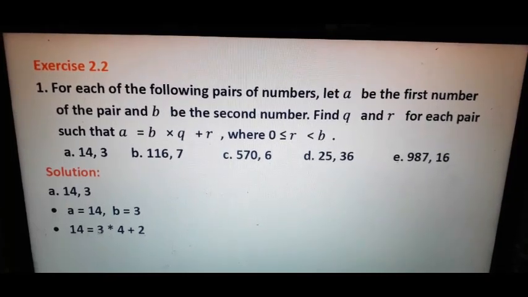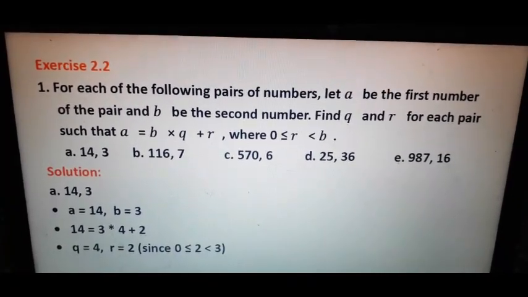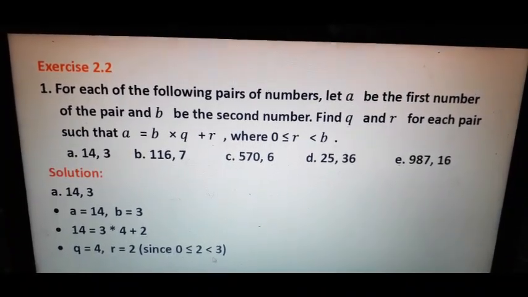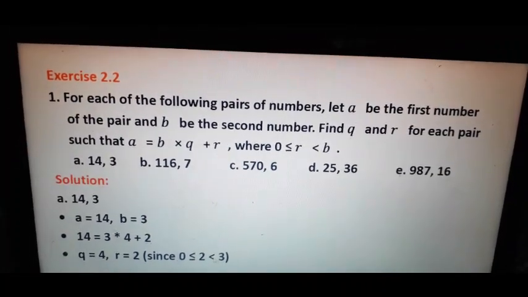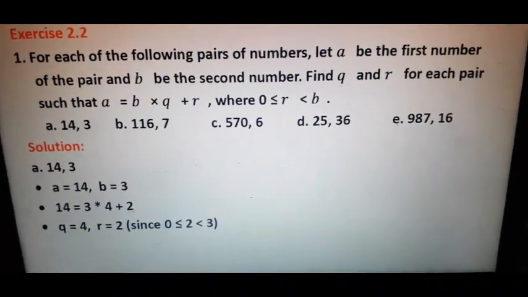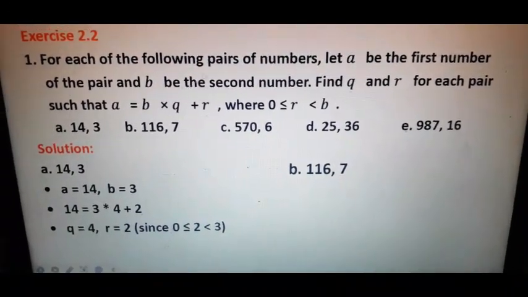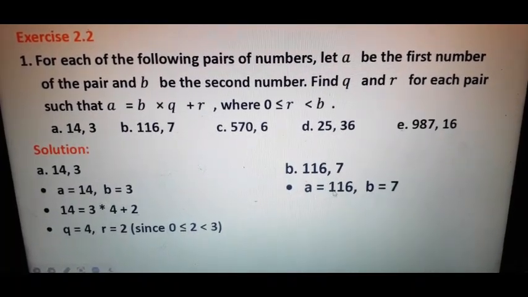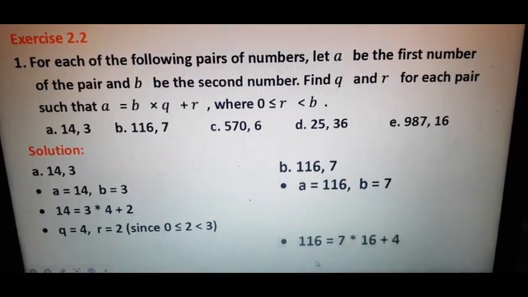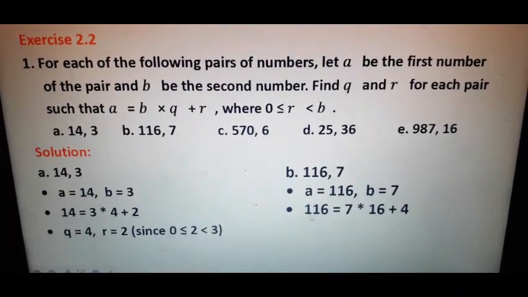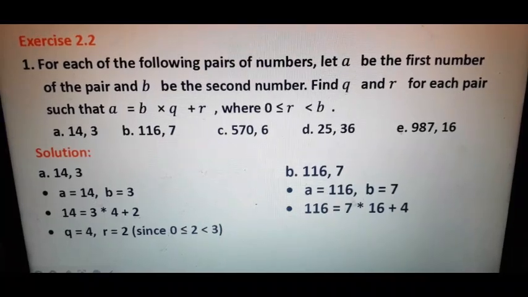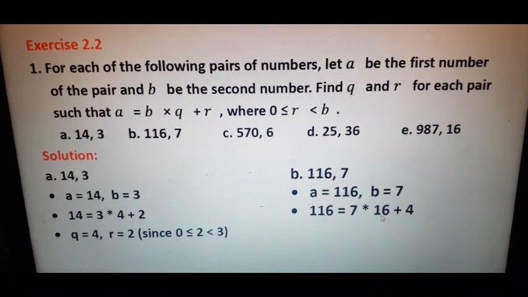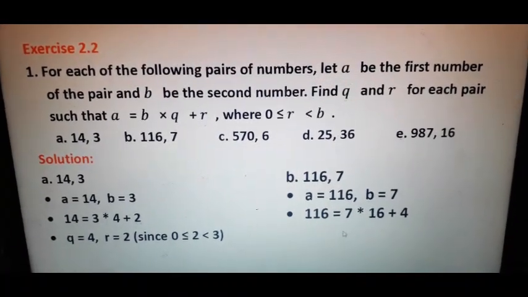4 times 3 is 12. The remainder is 2. Therefore, the quotient Q is 4 and the remainder R is 2, because this R is less than the divisor 3. When A is 116 and B is 7, we can write this as: when 116 is divided by 7, you will get 16 as the quotient and the remainder is 4.